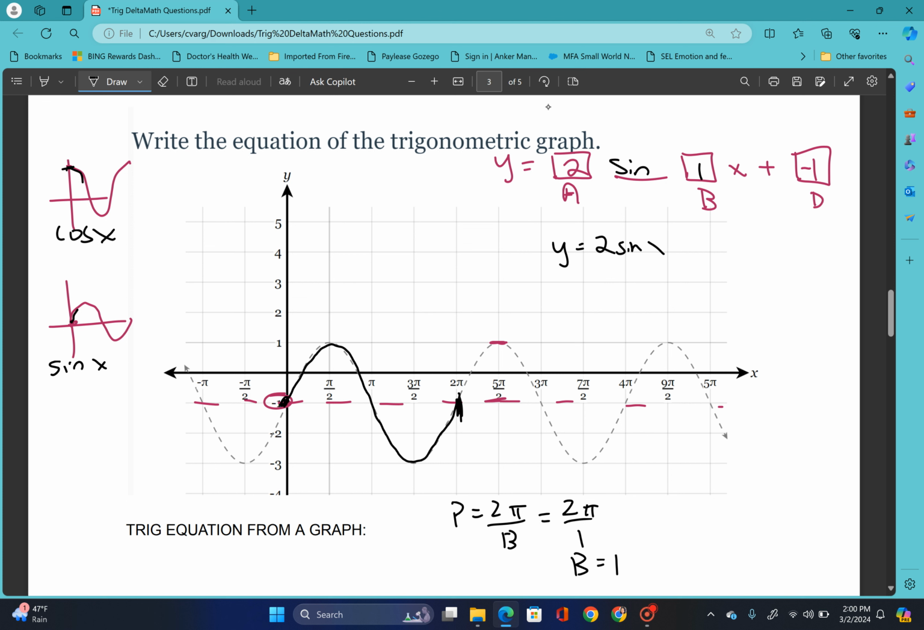You could put 1x if you want. Plus negative is the same thing as a minus. So that is the equation of a graph.